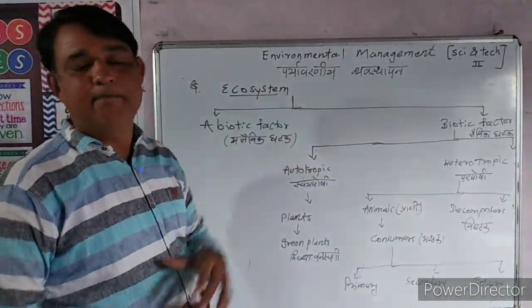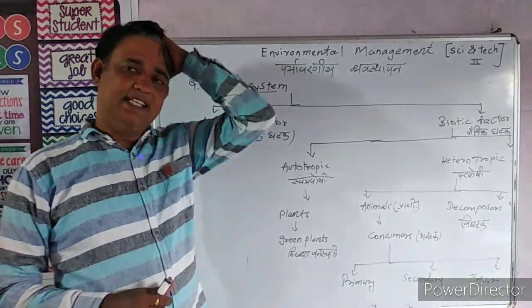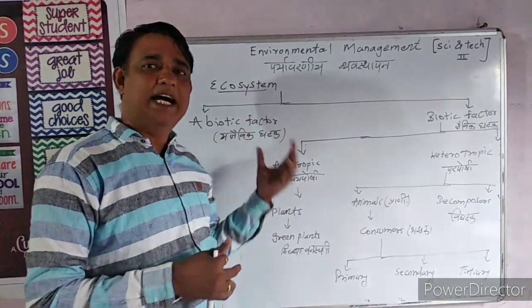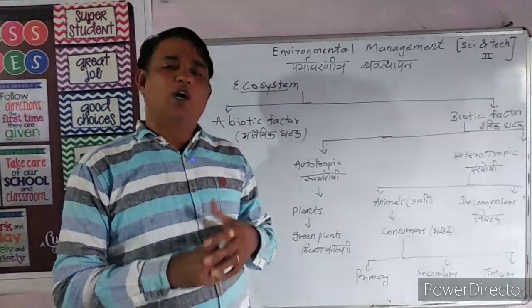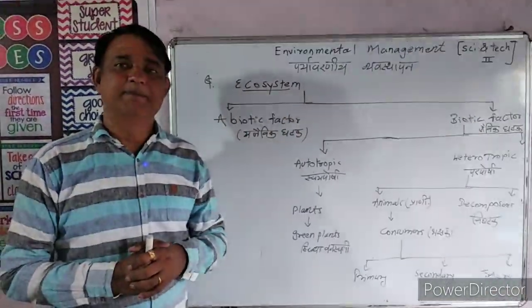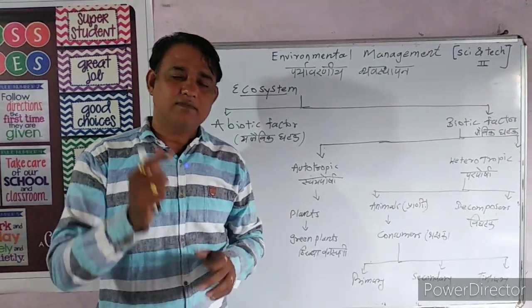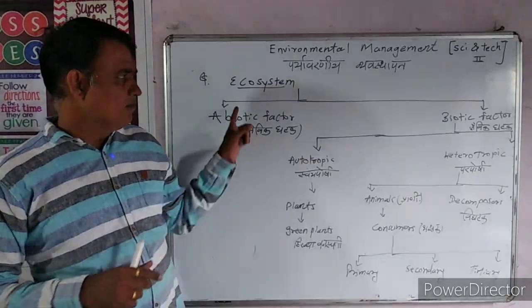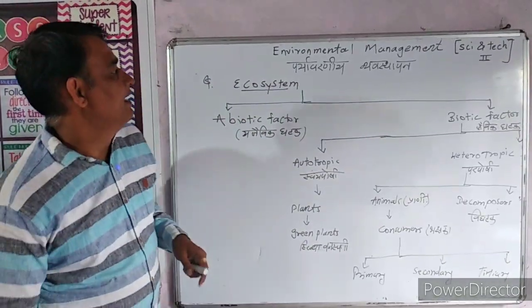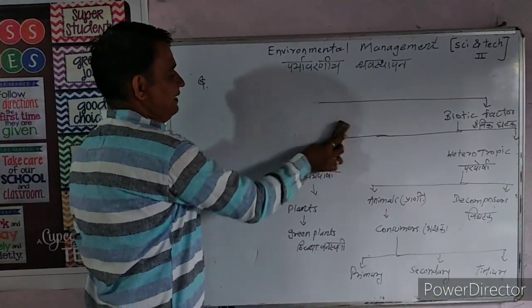These are the factors of biotic factor, and there is always interaction between biotic and abiotic factors in the environment, and all these make up an ecosystem. Now the next point is the relationship between ecosystem and environment.